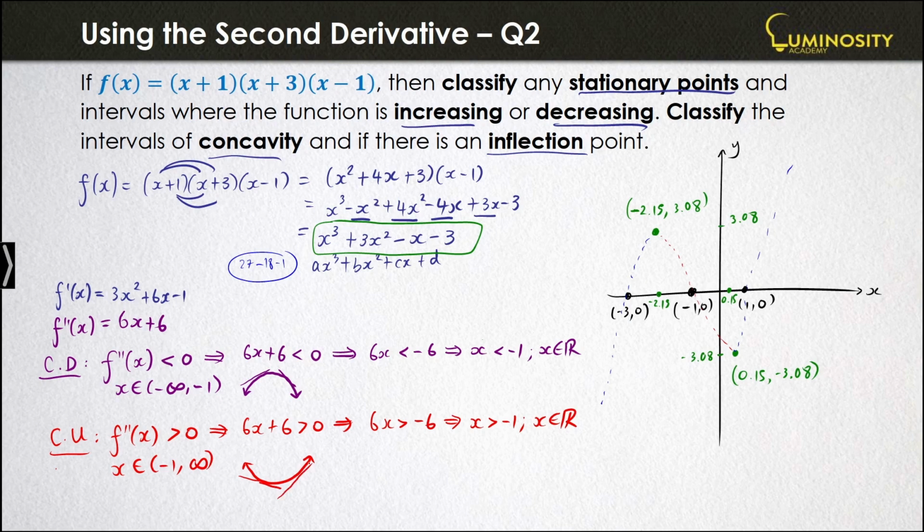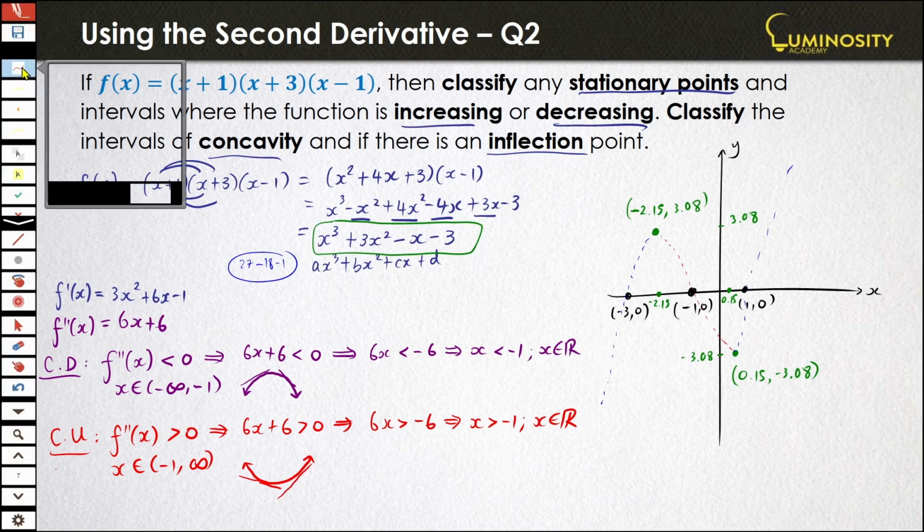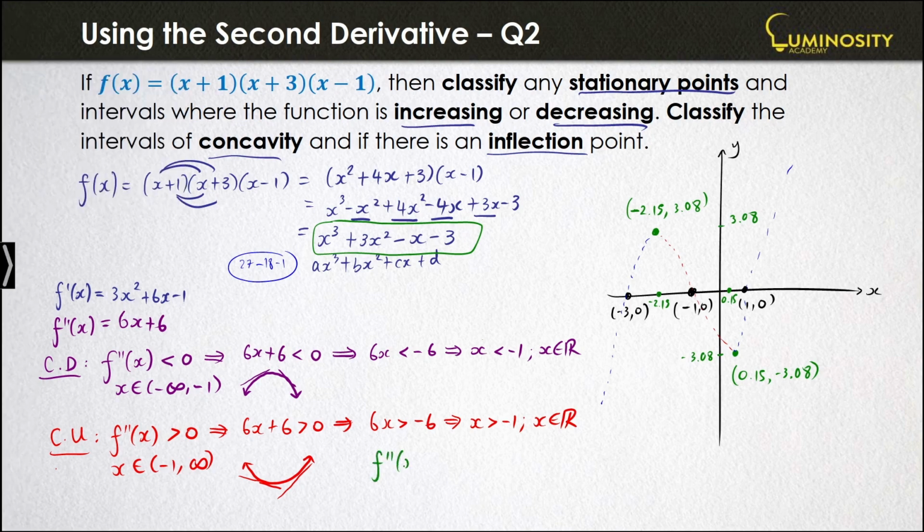And then does this graph have a point of inflection? Well, we need to find the second derivative and set it equal to 0. So that implies 6x plus 6 equals 0. So take it across, I get 6x equals negative 6. Dividing both sides by 6, I get x equals negative 1. So at negative 1, which is the x-intercept actually, it changes concavity. Because we can see to the left of negative 1, it's concave down, and to the right of negative 1, it's concave up.